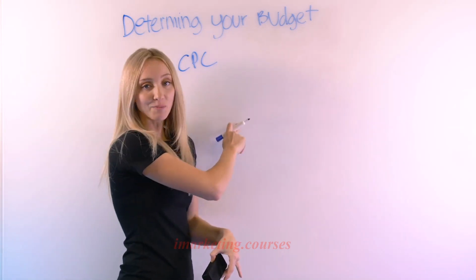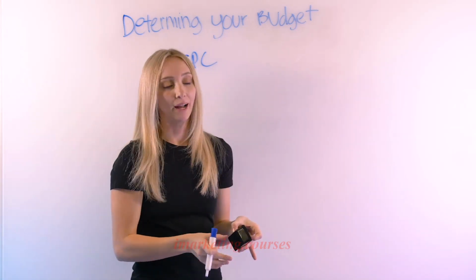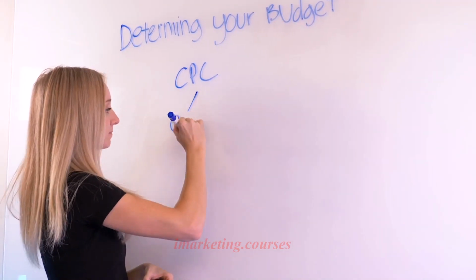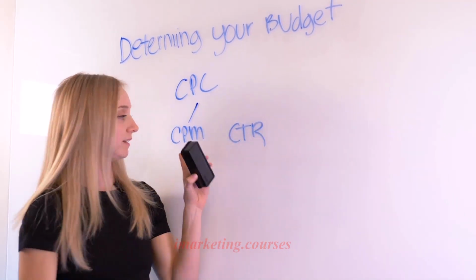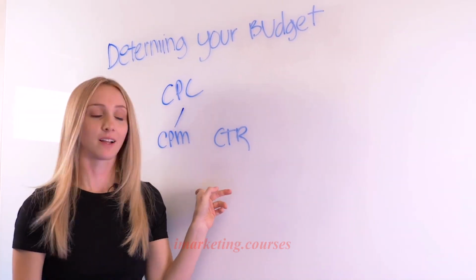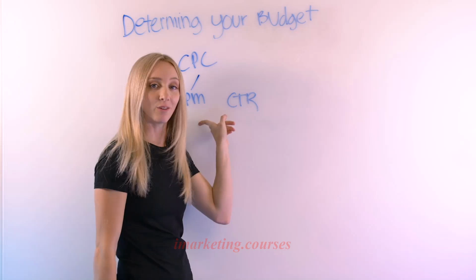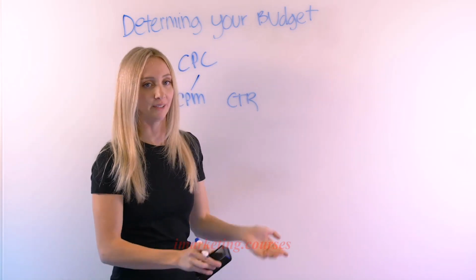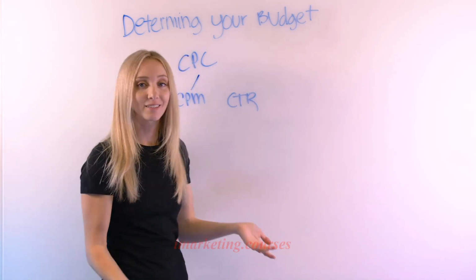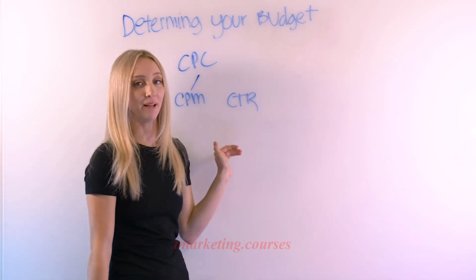So cost per click. This is determined by the CPMs and the click-through rate. Now, what is a CPM on TikTok? That is the cost to reach 1,000 users on TikTok. Typically, I see this benchmarked anywhere between $1 to $10. It is a range, and it also depends on seasonality.